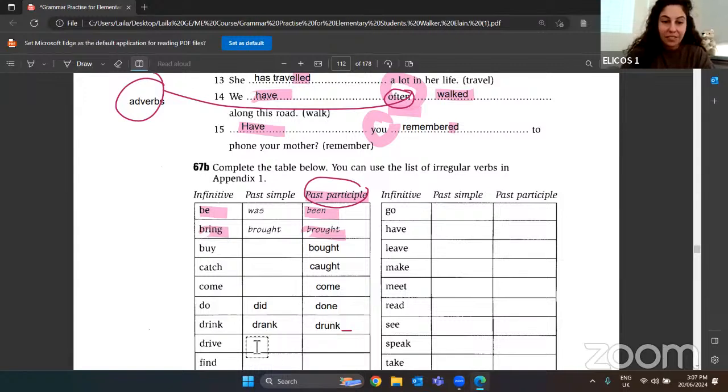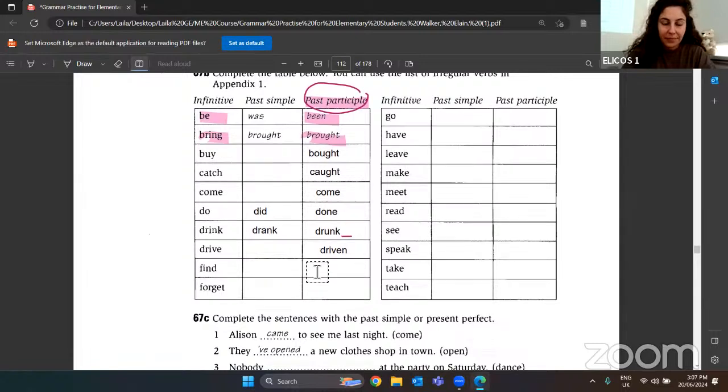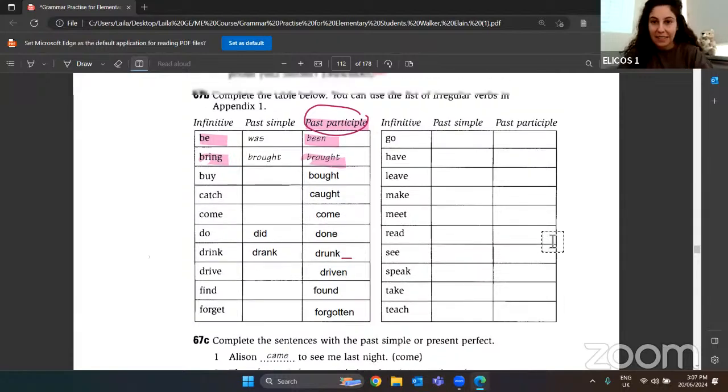Okay, drive. So we just want to do the past participle. Drive. I have driven. Go, driven. Find. I have found a new book. Forget. I have forgotten. So I'm just going to do the past participle because we don't want to practice the past simple. We did that in past lessons.